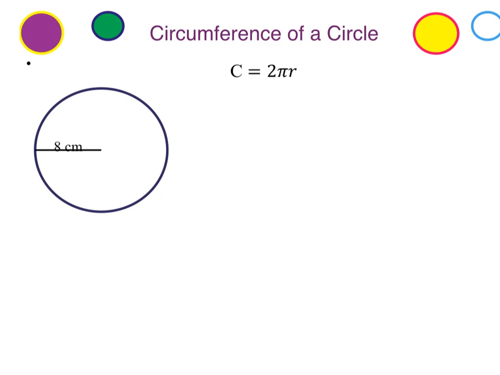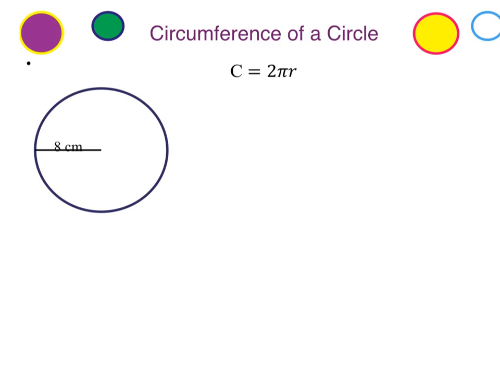Yesterday, you spent some time discovering where pi comes from and how the circumference and the diameter are related to pi. Today, we're going to spend time actually practicing how to calculate the circumference of a circle. So how to calculate the distance around a circle.